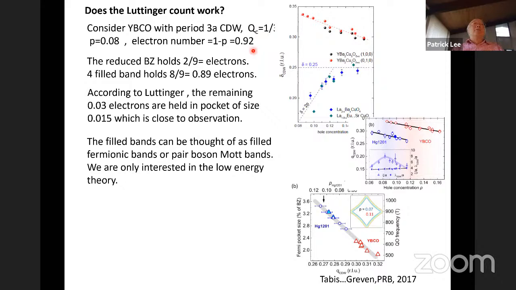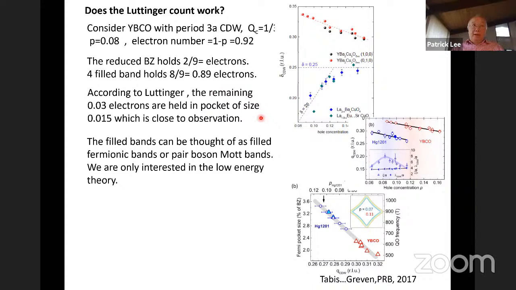Now, this is a 3x3 unit cell, so each reduced Brillouin zone holds 2 ninth electrons. If you take four of the filled bands, you account for 0.89 electrons. So according to Luttinger, we have 0.08 electrons. Then this pocket size must contain 3% electrons. Namely, this predicts that the Fermi pocket is 1.5%, which is very close to what is observed experimentally. See, this is the pocket size. It's what this thing is down here. Okay, so Luttinger's theorem actually works.